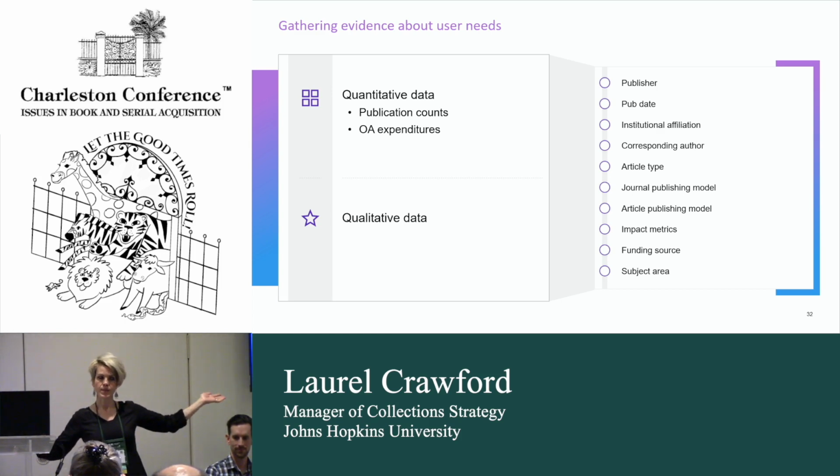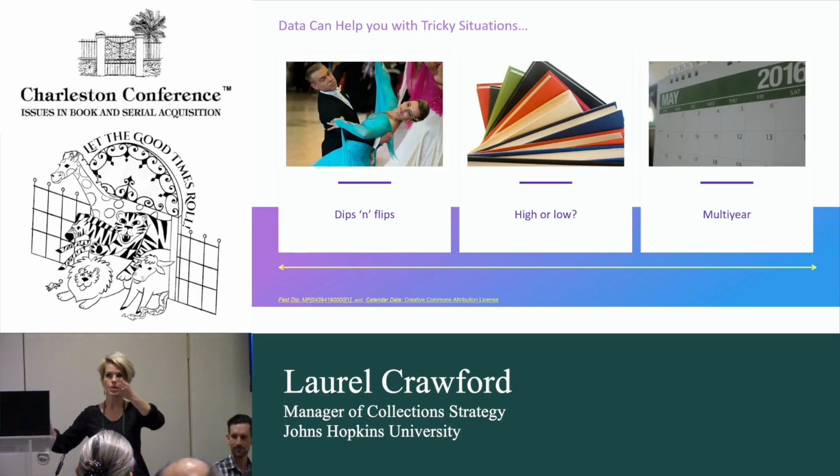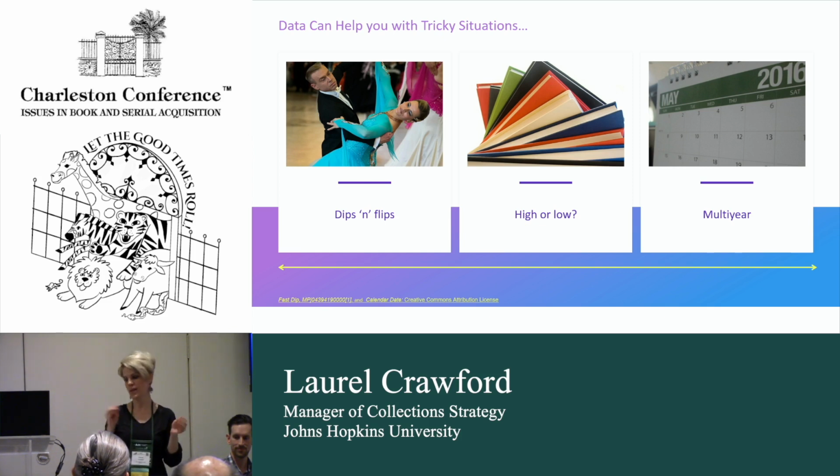Now that you know you can get this data, what do you do with it? Okay, I'm going to talk to you about several situations. Going to go through them very fast. The first example I have is hybrid dips and flips. So hybrid journals, the bane of my existence. They are creating a potential double dip situation where I, the library, am paying for a subscription as well as my researchers or somebody else's researchers paying for publication costs in the form of APCs. That is a double dip.